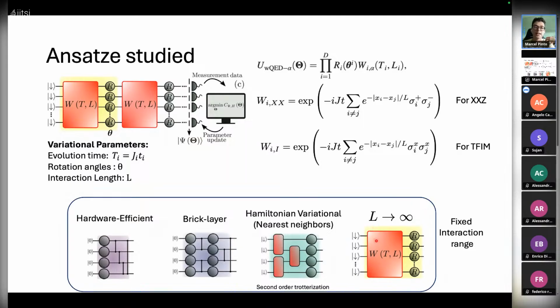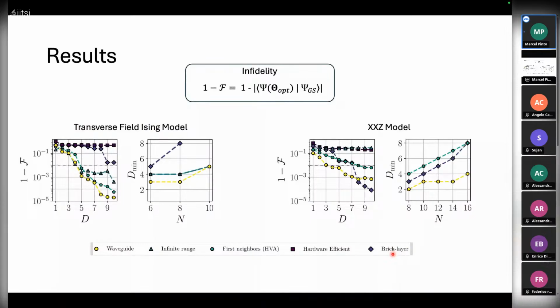And they're also looking at the same thing, but when you take L going to infinity, because if you do L going to infinity, you have all-to-all interactions. So they want to see how the tunability capabilities of this circuit can help or not in finding a ground state. So the main idea is these ansatz have tunable parameters, tunable interactions, and those ansatz have fixed interaction range. So now we can go to the results.